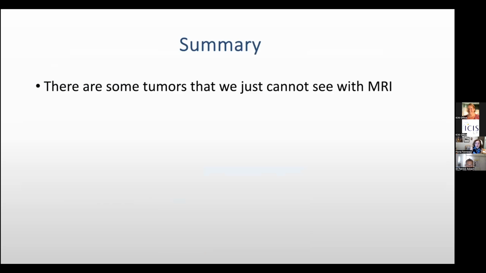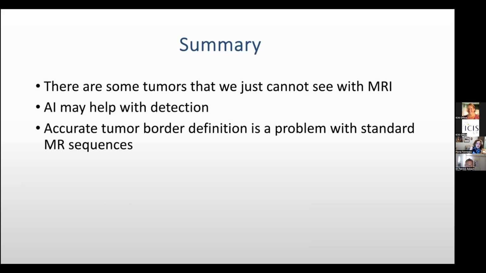It's not that we're failing; physically and qualitatively, we just cannot see them. And there is a reason for this a lot of the time, in that there are dense and sparse tumors. Once the normal cells get in there and mix up with the tumor cells, it really fools the radiologist. AI may help with this detection. Accurate tumor border definition is a problem with the standard MR sequences, as they're not so reproducible, and the actual volumes that we get vary depending on the sequence that we measure the volume on. That's really important to keep in mind.